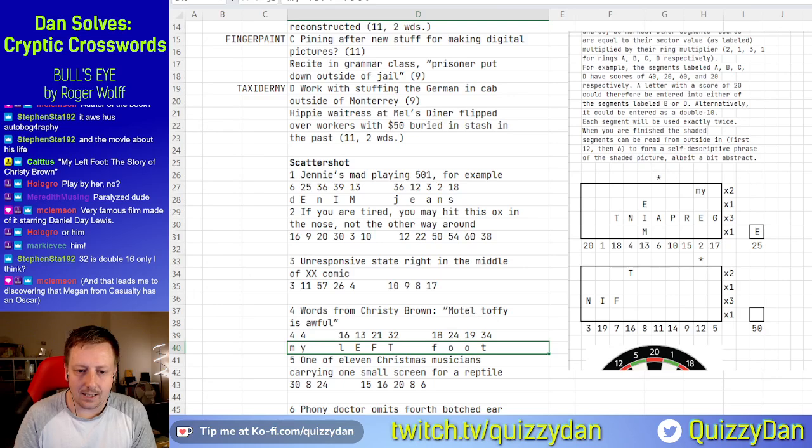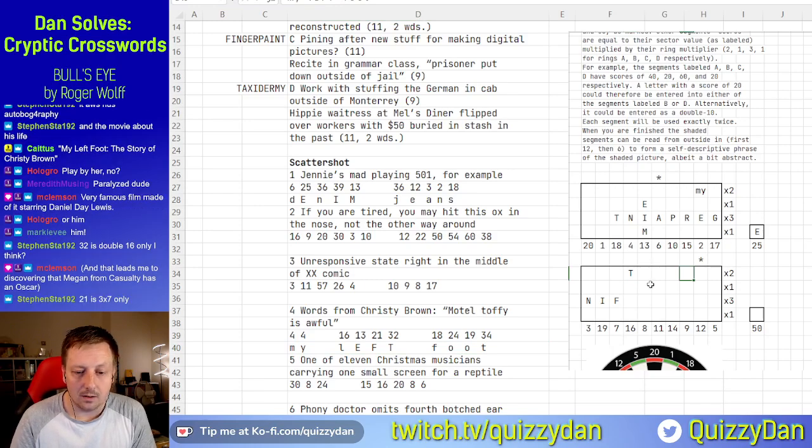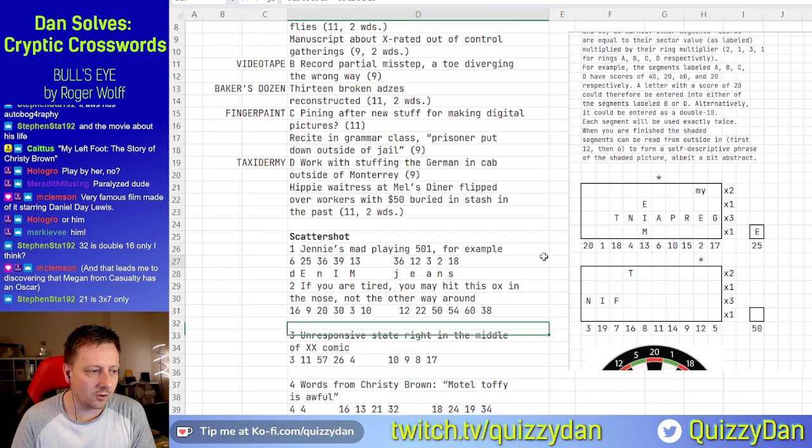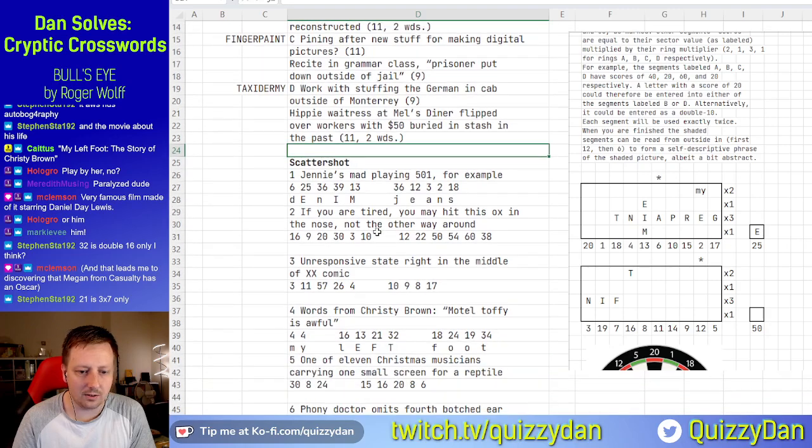F for 18. So it could be double 9. It could be single 18. So it could be a few things. Could it be single 18, if we got an F in there? We haven't got an F in there, but there might be an F somewhere in here, so we shall see.